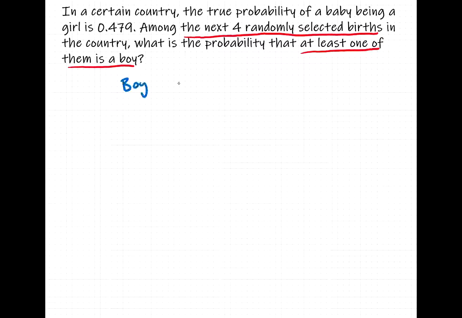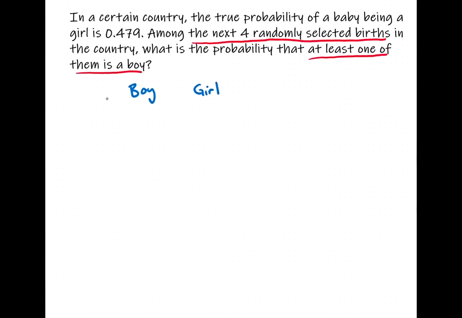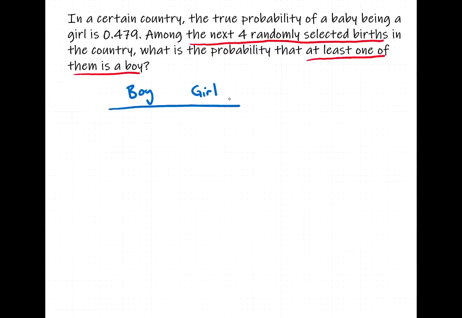Let's say boy and girl. If there's 4 kids, you could have all girls, so 0 boys and 4 girls. That's one possible scenario. Or you could have 1 boy and 3 girls. You could have 2 boys and 2 girls. You could have 3 boys and 1 girl. Or you could have all 4 boys. So these are the possible scenarios.